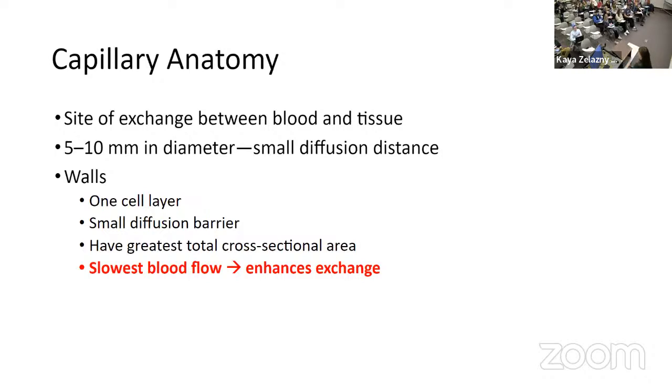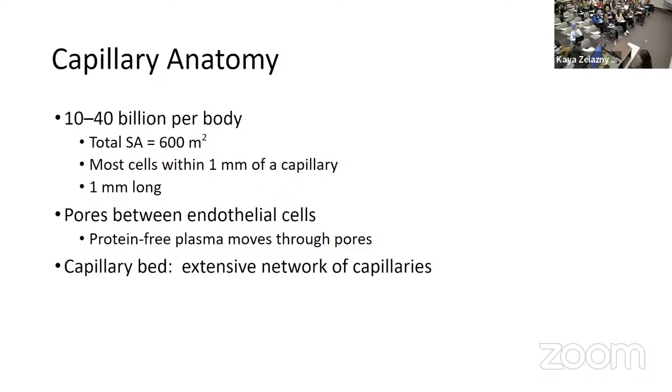We also know that it's helpful to us that we have just slowed down the blood coming out of the arterioles, as we had this huge pressure drop across our arterioles because of their resistance. So this is all about enhancing the ability for your capillaries to exchange materials across them. So you have 10 to 40 billion in your body. The total surface area is about 600 meters squared. So lots and lots and lots.